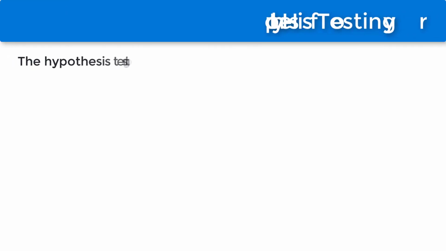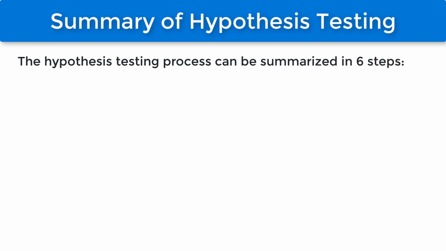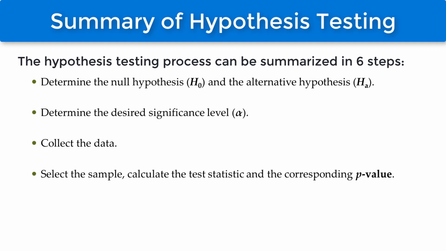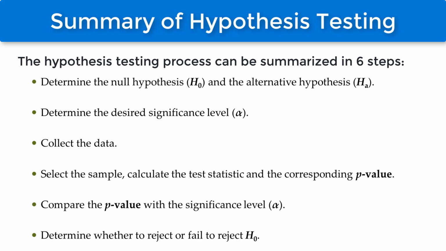The following are the basic steps of performing a hypothesis test. Specify the null hypothesis and the alternative hypothesis. Specify the significance level. Collect the data. Calculate the test statistic and the corresponding p-value. Compare the p-value with the significance level. Determine whether to reject or fail to reject the null hypothesis.